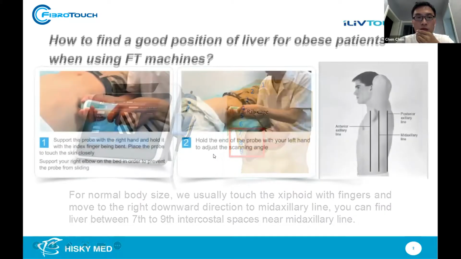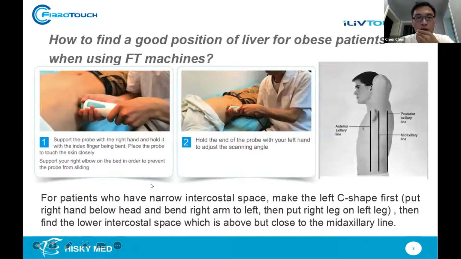And for those patients who have a narrow intercostal space, we usually let them make the left C shape. Left C shape means we let the patient put their right hand below their head and then bend their right arm to the left and put their right leg on the left leg. That is to expand their intercostal space.